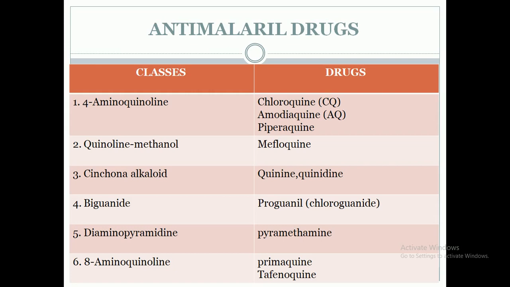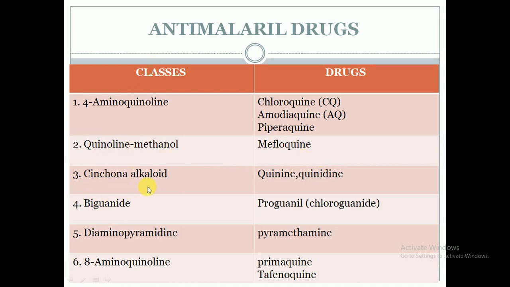Okay, let's see here. This is the list of different types of drugs which are used in the management or treatment of malaria. The first class is 4-aminoquinolines. The drugs are chloroquine, represented by the symbol CQ, amodiaquine and piperaquine. The second class is quinoline-methanols, which includes mefloquine.